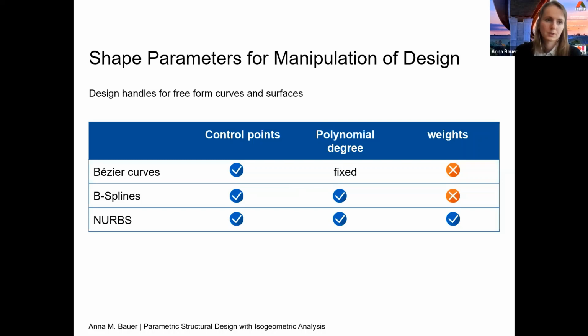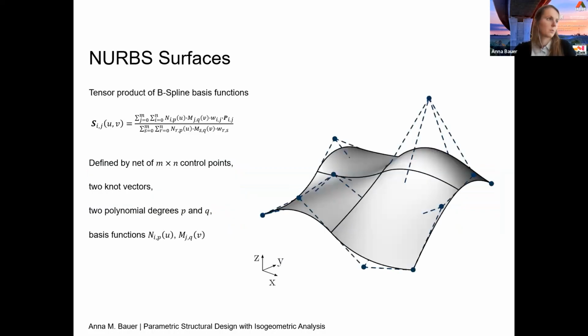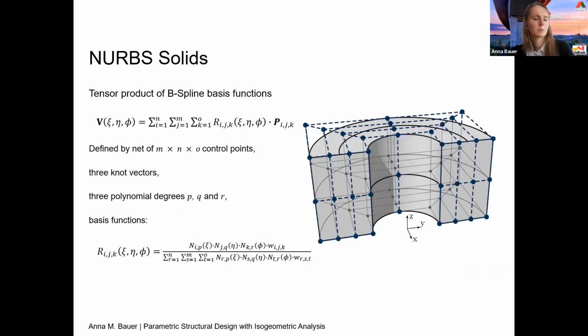And for surfaces, we can basically do the same. So we just take two NURBS curves or B-Spline curves and put them into a tensor product. So we multiply them over each other. And by that, we can define a surface by two knot vectors, two polynomial degrees, and a control point net. And the same can also be done for the third dimension. So if we add the third dimension here, we have an additional tensor product, and like 3 knot vectors, 3 polynomials, and things like that.